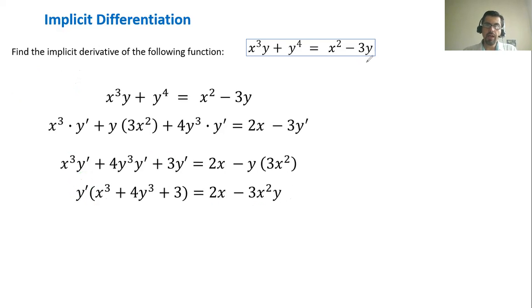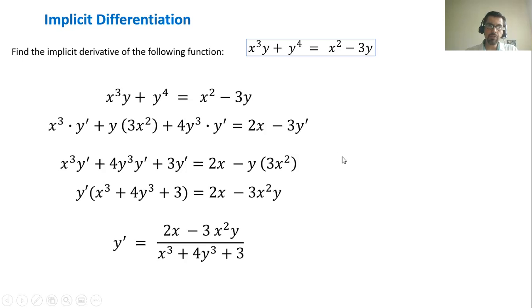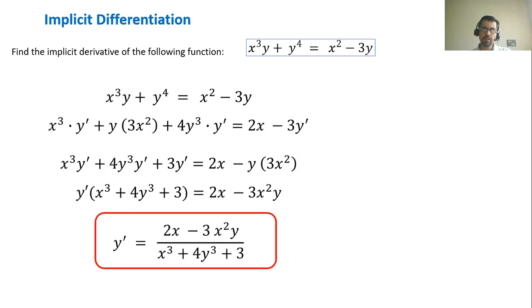Now, since we want to solve for y prime, we have to divide both sides by this trinomial here. When you divide both sides, this is what you have, and this is basically the answer. The answer is that y prime, which is the derivative of y with respect to x, is equal to 2x minus 3x squared y all over x to the cube plus 4y cubed plus 3. Okay, this is our answer.